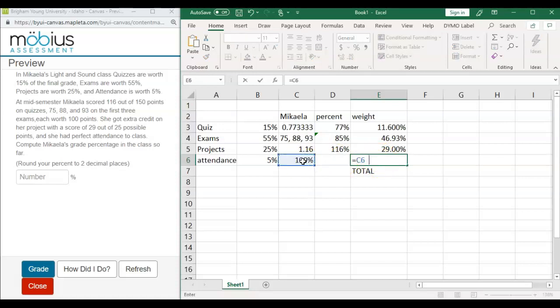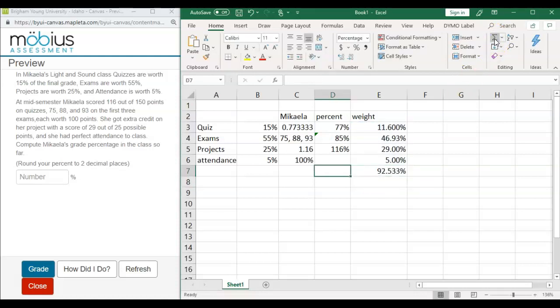Since we didn't have point value here, we didn't need to worry about this. We could have done 100% here, since it would have been the same in either case. And it's worth 5%. There we go. And then let's find the total here by doing an auto sum. And we can title this total here. And so this is her total score.